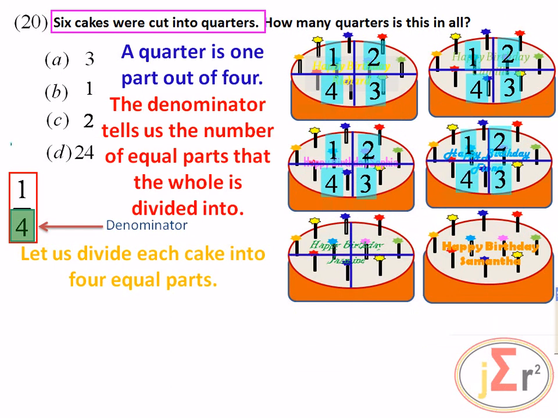Right, and we will continue to divide those cakes into how many equal parts? 4 equal parts. Until we have all of the 6 cakes divided into 4 equal parts. So if we have 6 cakes divided into 4 equal parts, how many quarters do we have in all? 24. How many of those 4 equal parts do we have in all? And Jerry is saying that we have 24.